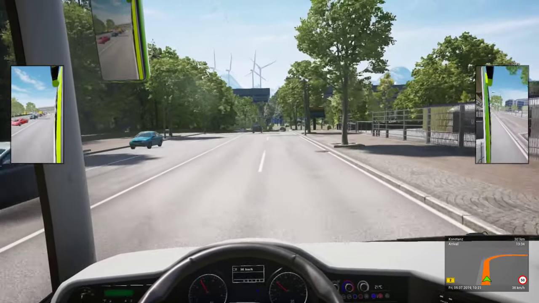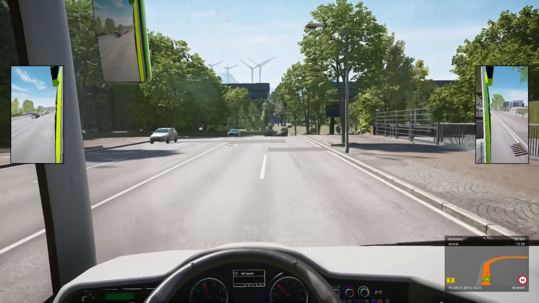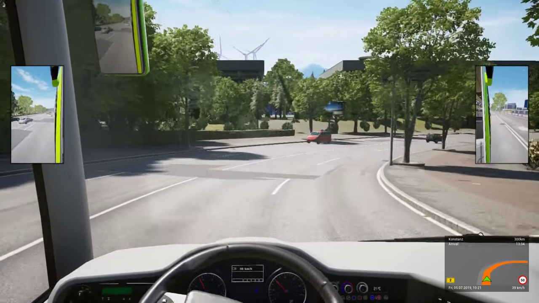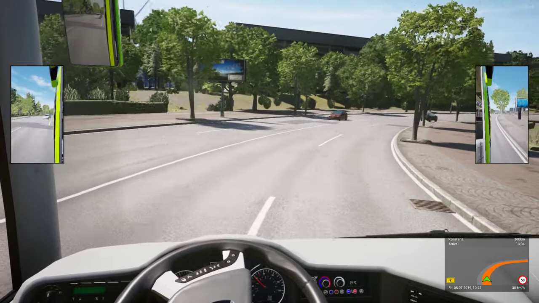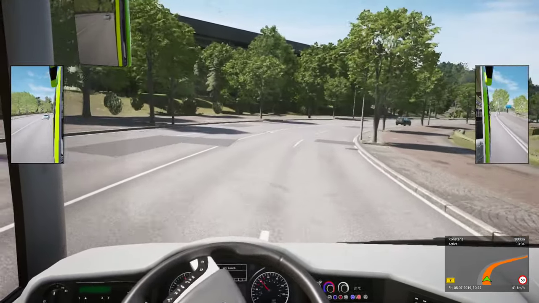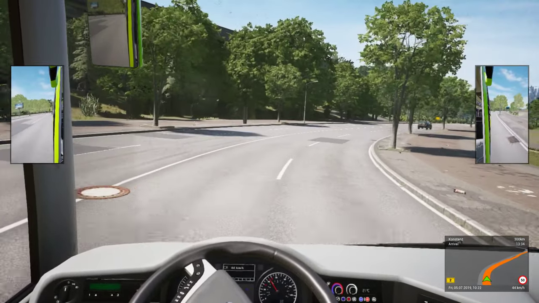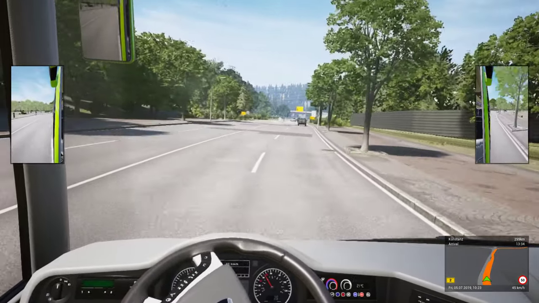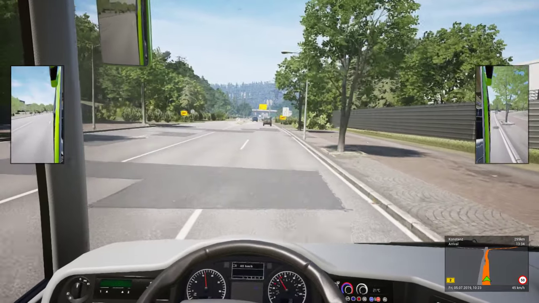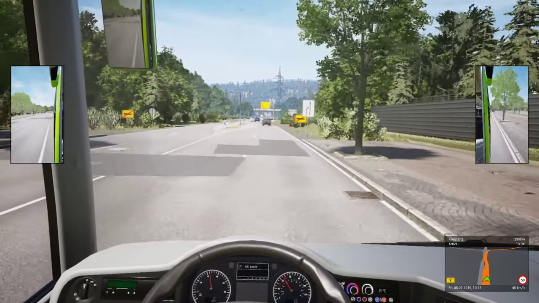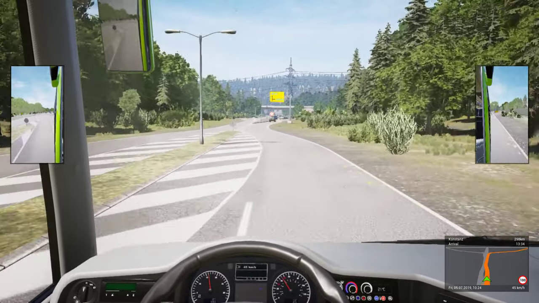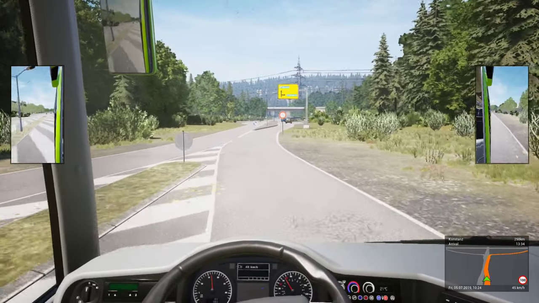Now I think this is a different way out of Munchen. I don't think we've been out this way before, because I don't recall it. Seems different to last time, unless I'm imagining things. It's more than possible. This doesn't feel quite the same. We are going a different way, because we're heading sort of towards Switzerland way, which we haven't been.